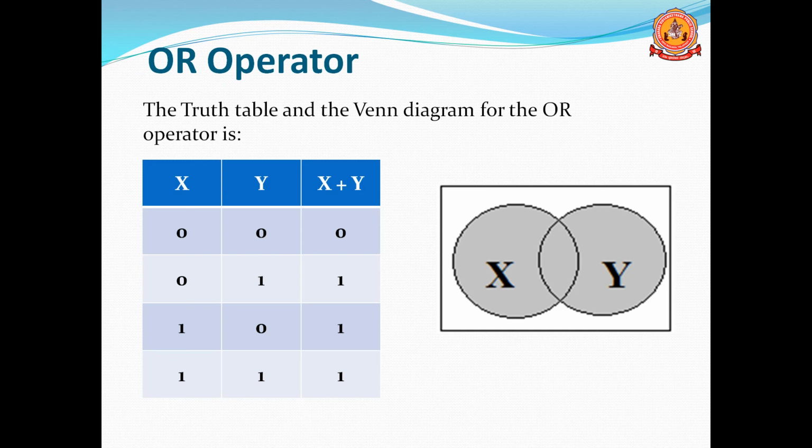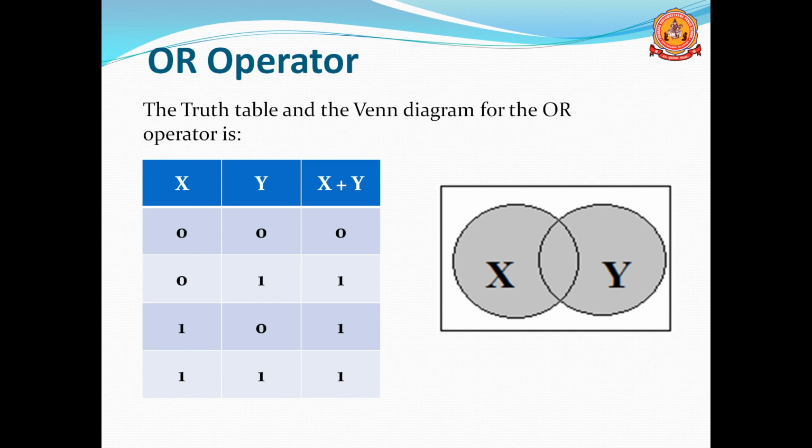Here is the truth table. You can see the truth table with x, y and x plus y. X and y are the two inputs, and next is the statement x plus y. Here you can see four rows, the possible combinations: x is 0, y is 0; x is 0, y is 1; x is 1, y is 0; and x and y both 1. These are the possible combinations.